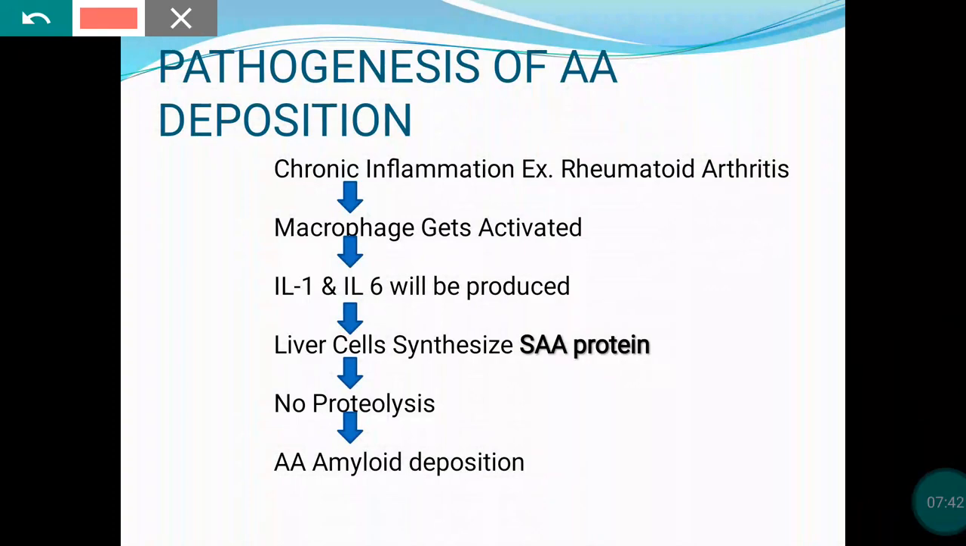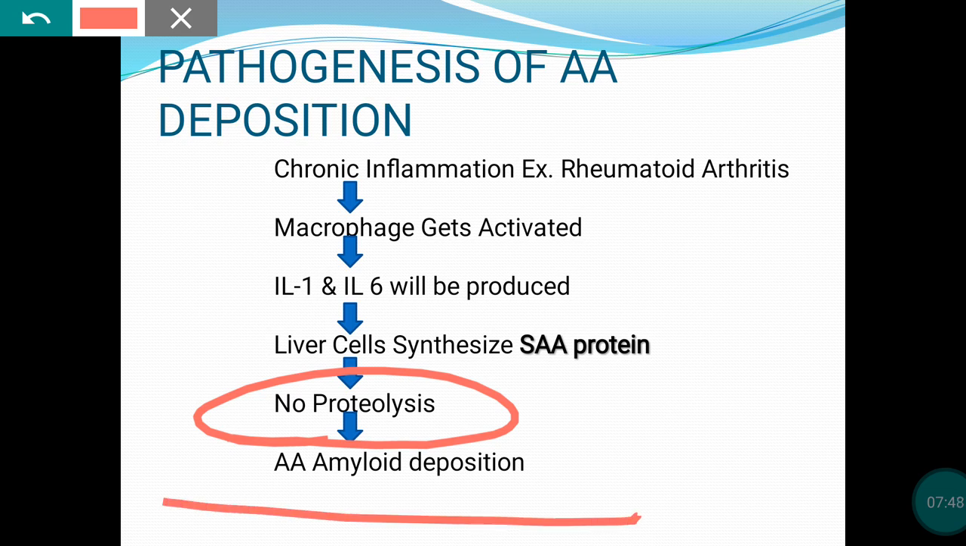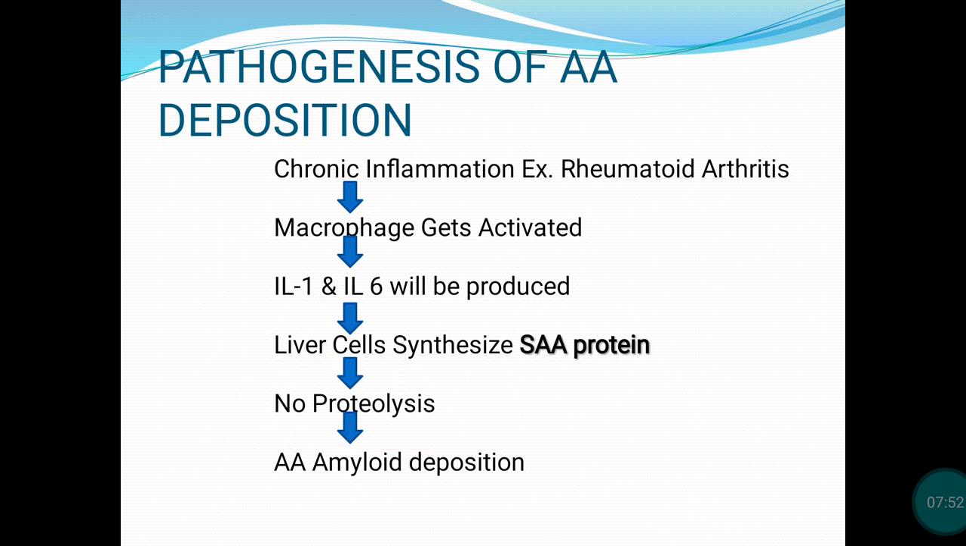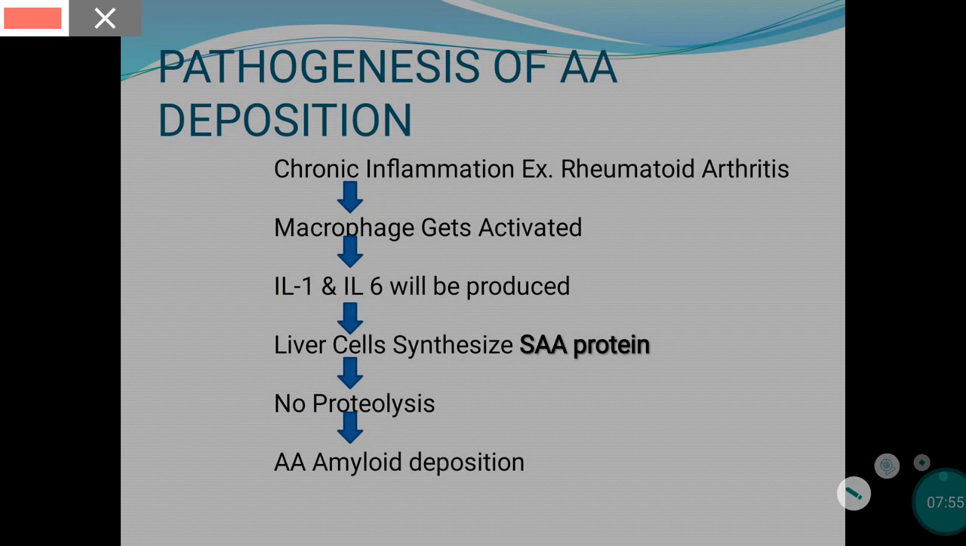This increased SAA protein will not be cleared by body. There will be no proteolysis, so it will get deposited in the tissue. So that is the mechanism. It starts due to the chronic inflammation.